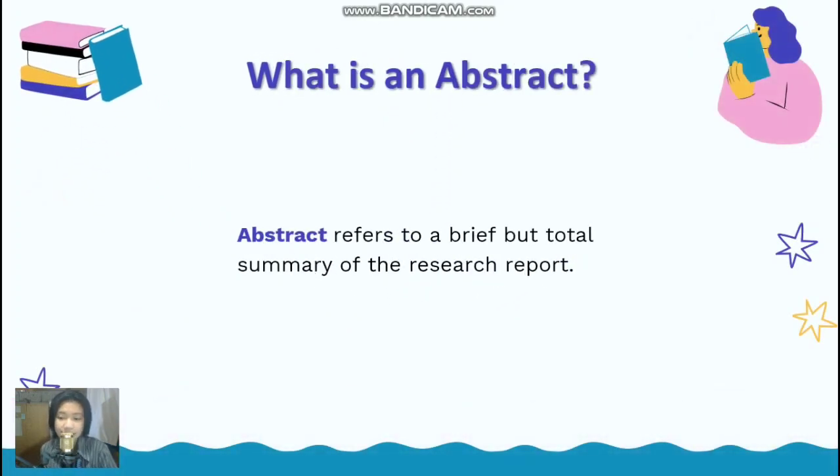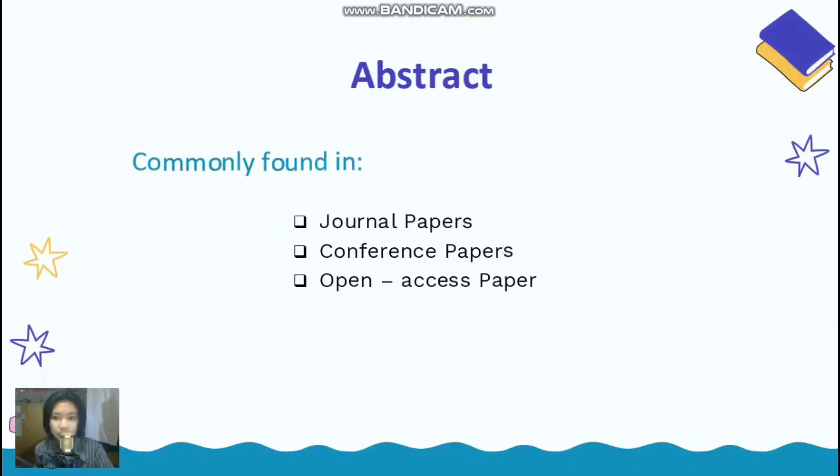What is an abstract? In scientific literature, the term abstract refers to a brief but total summary of the research report. So, the abstract contains the direction of the research report and what the readers expect in the research. It is encouraged to use precise and clear words in writing the abstract. The abstract is commonly found in journal papers, conference papers, and in open access papers where the readers could read a brief outline of the research paper, the outcome, as well as the methods used in the research.